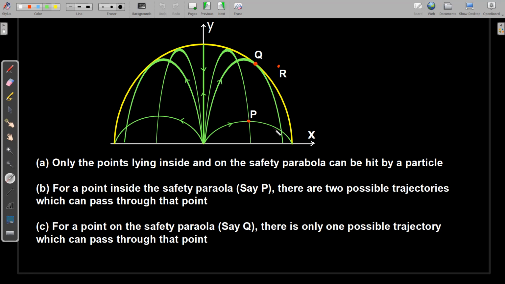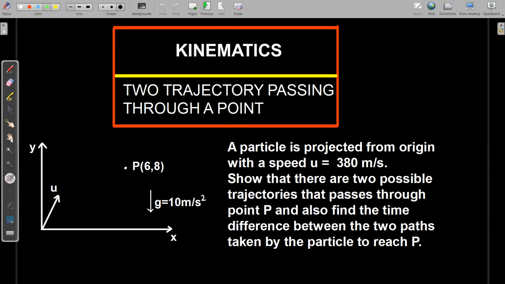So these are few points which will be helpful in certain numericals, that if a point is outside the safety parabola, it can never be hit. If a point lies inside the safety parabola, there will be two possible trajectories which will pass through that point. And for a point on the safety parabola, there is only one possible trajectory, right? So based on this concept, you can give a try to a particular question.